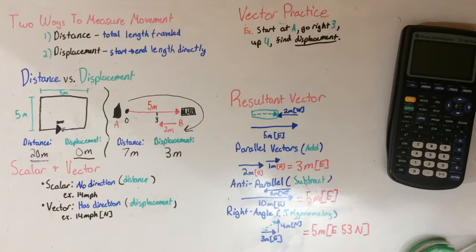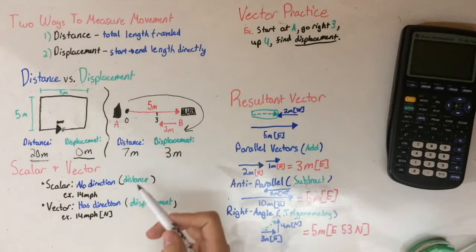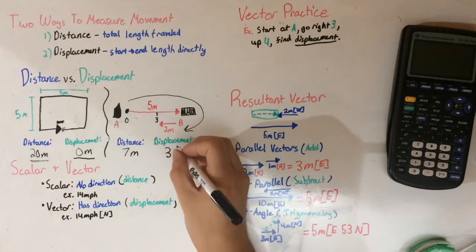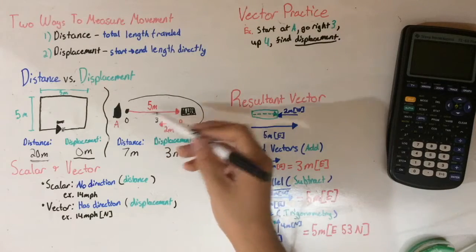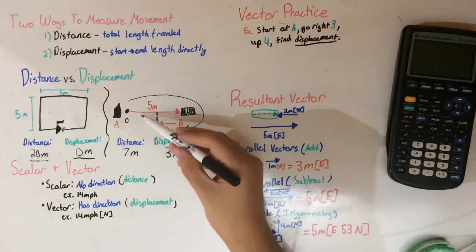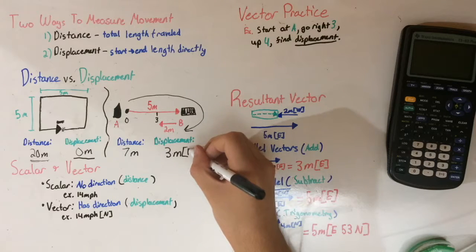Let's go ahead and talk about scalar and vectors. Scalar is basically a quantity that doesn't have a direction with it. Distance is an example of a scalar quantity. Notice for our distance, oh, my bad, this should actually be, displacement should be 3 meters, and then the direction that 3 meters was traveled in, so we know in this we went east, so it should be east.